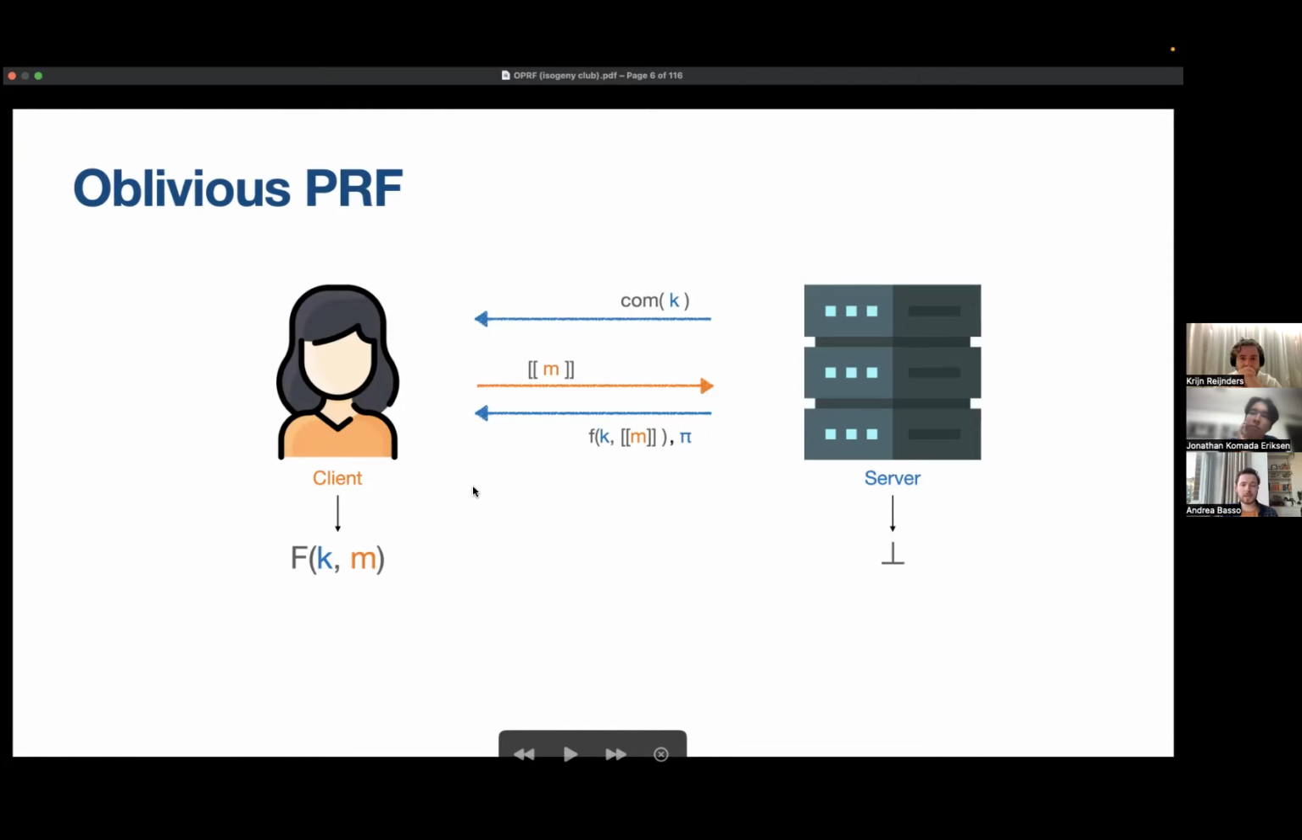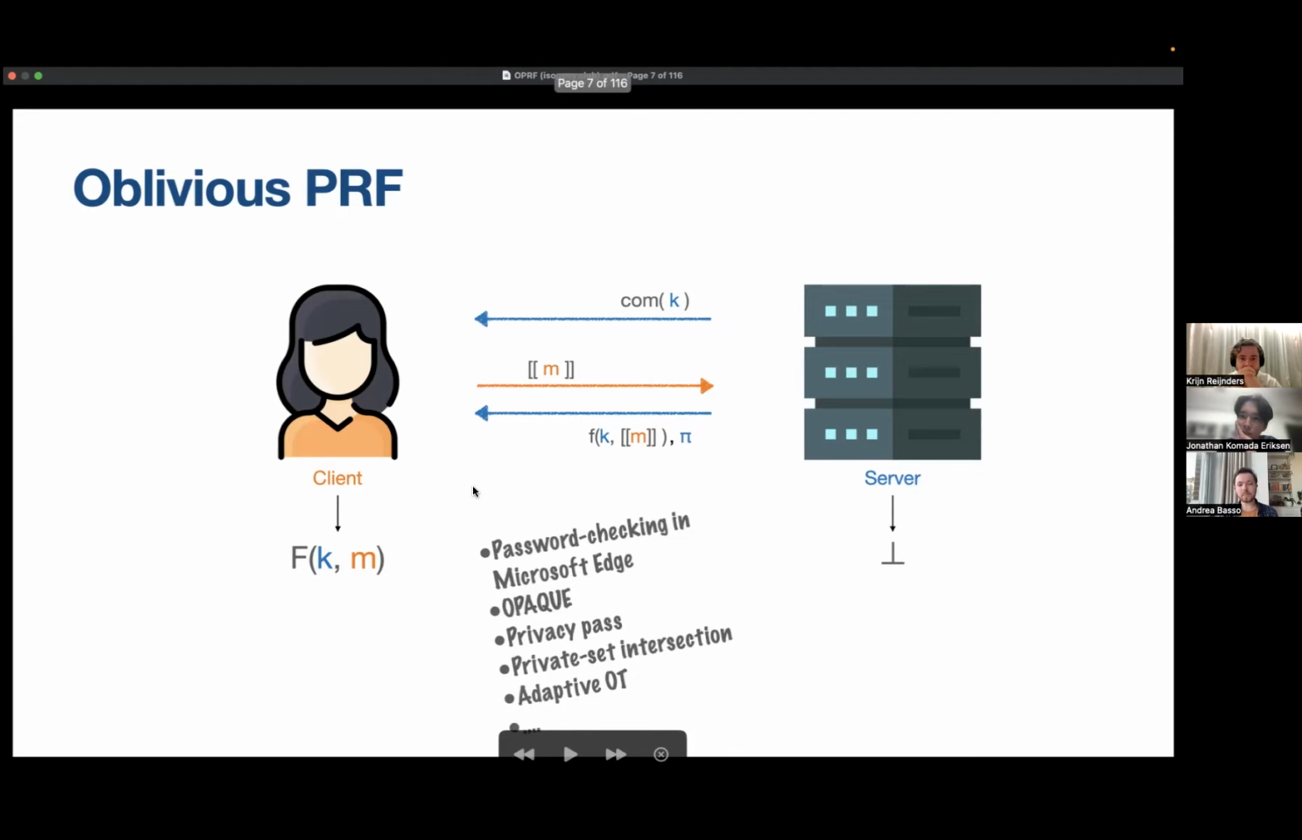As I was saying before, this is a surprisingly useful construct that has many applications. For instance, some of them are very practical. The Microsoft browser Edge uses an OPRF to check whether the passwords that you stored in the browser have been leaked or not, without ever revealing the password to any external source. They're also used in OPAQUE, which is a password-authenticated key exchange that allows a client and a server to authenticate each other when they both know the same password, without the need for the password to ever be communicated explicitly. They're also used in Privacy Pass, which is a protocol developed by Cloudflare to get privacy-preserving CAPTCHAs. But it has also many applications on the more theoretical side, such as in private set intersection, adaptive oblivious transfer, and so on.